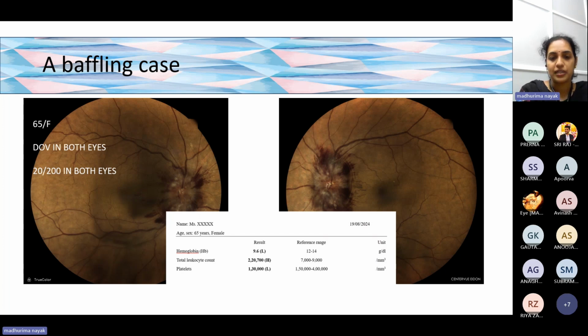So we did a blood profile. The hemoglobin is less. Can you see the TLC there? TLC is skyrocketing. Platelets are marginal, but it's low. So then we referred the patient to a medical oncologist, and they did many more tests.